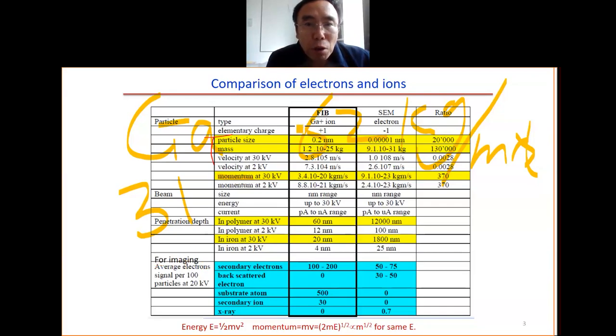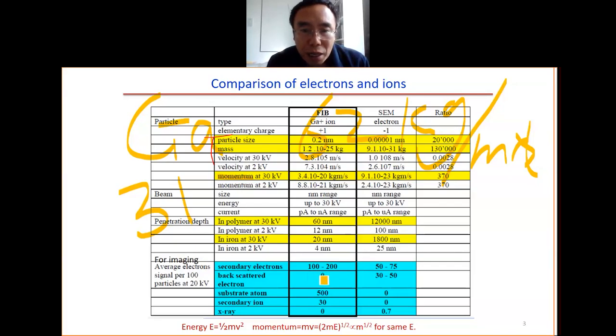So we can use both electron beam and ion beam for imaging purpose. For the imaging purpose, we care about the yield of the secondary electrons. 100 ions can produce 100 to 200 secondary electrons compared to 50 to 70 for the electron beam. So as a result, for the same beam current, the ion image will be stronger than the electron image.